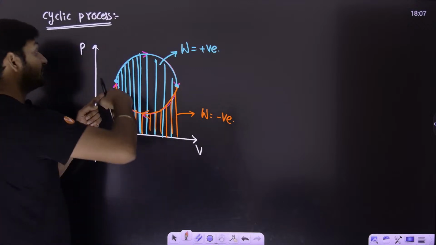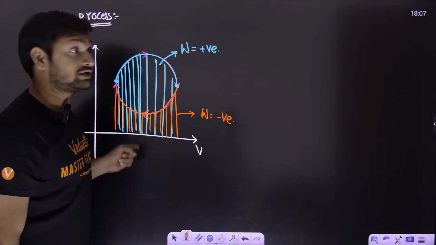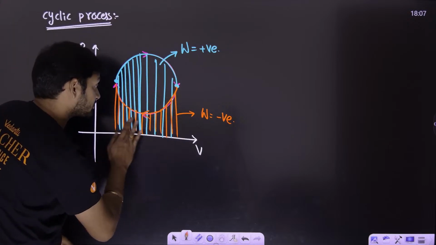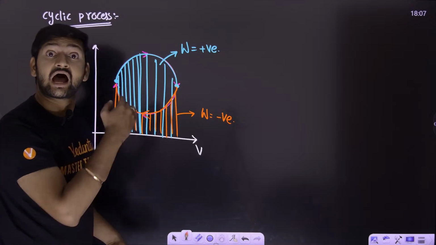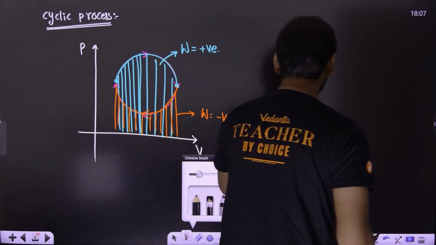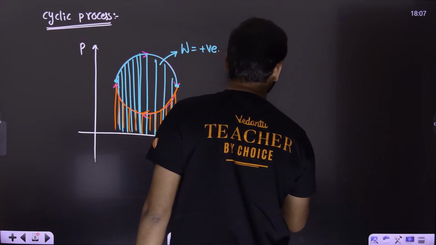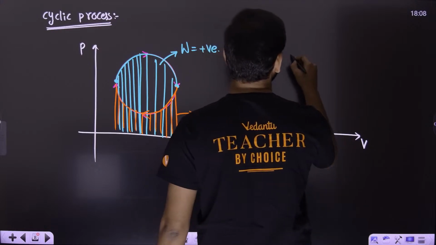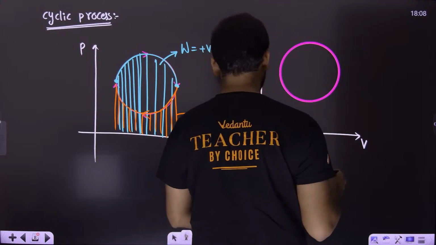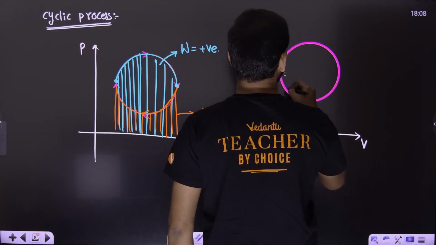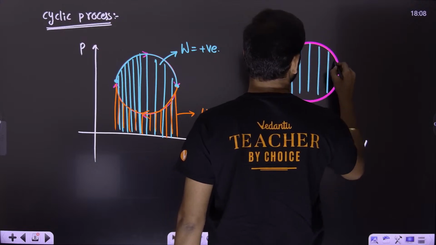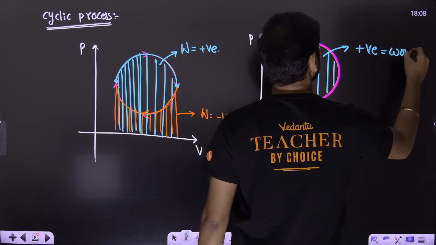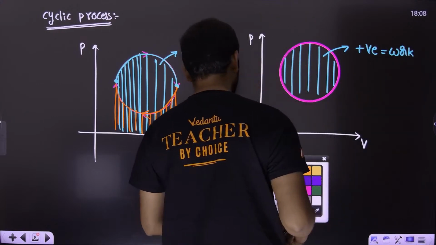And this work is negative. So if I want the total work done, I need to add the light blue one and the red one. As a result, this much positive blue and the negative red are going to get cancelled out, and what will you be left with? You will be left with only this section. Right? And what about this one? Obviously, the work here is positive.